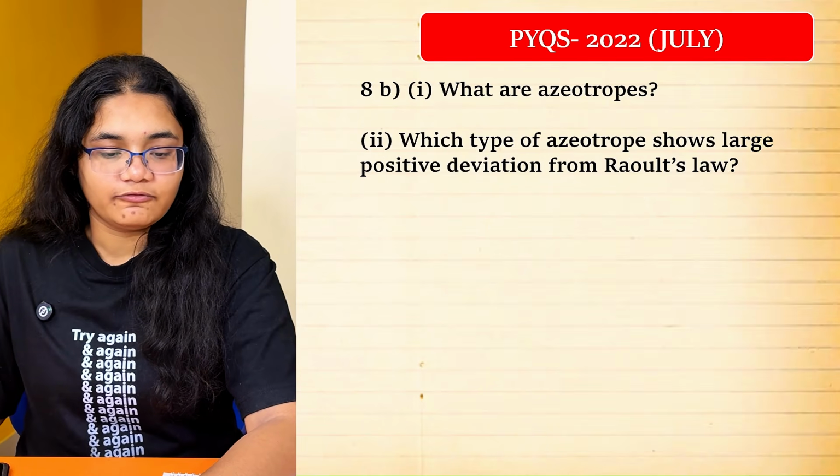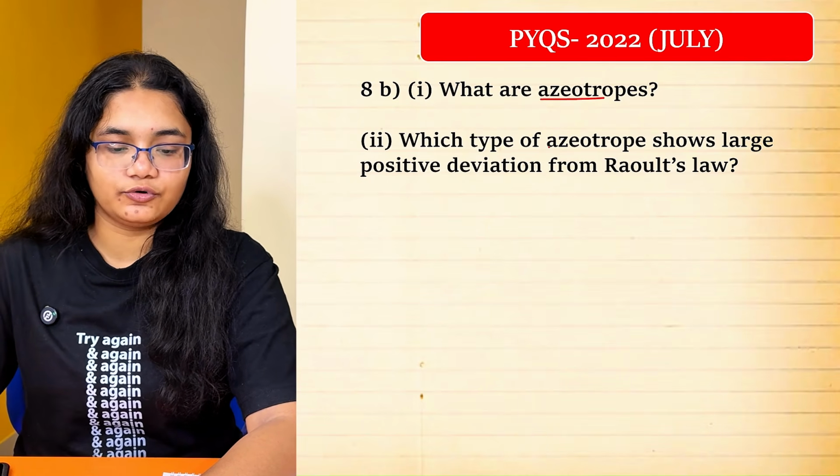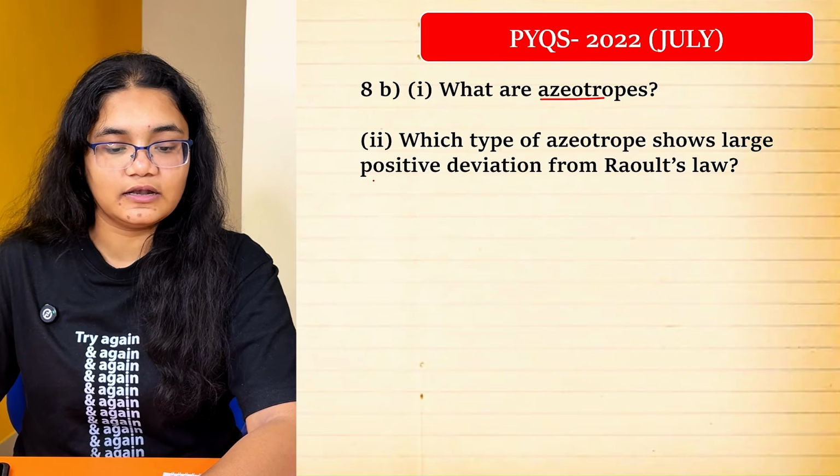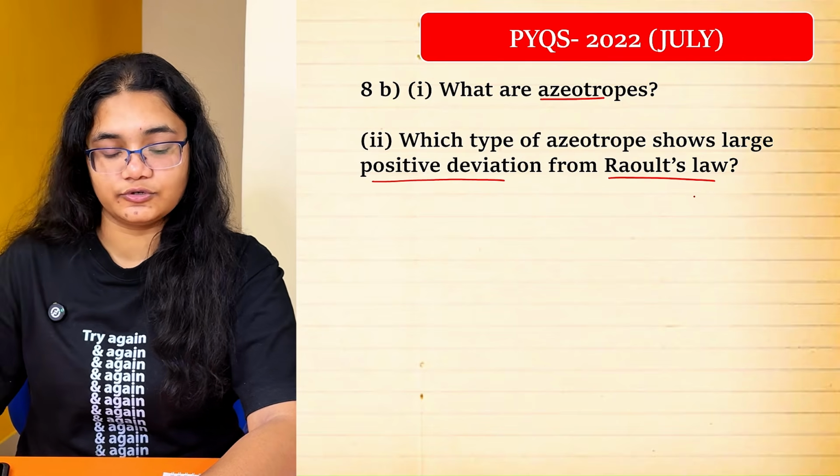Clear? Fine. Next question is: what are azeotropes, and which type of azeotrope shows large positive deviation from Raoult's law?